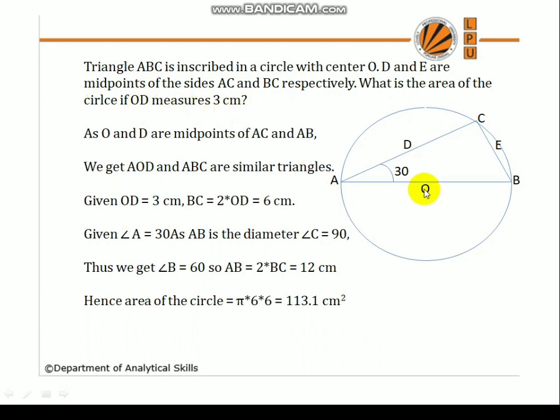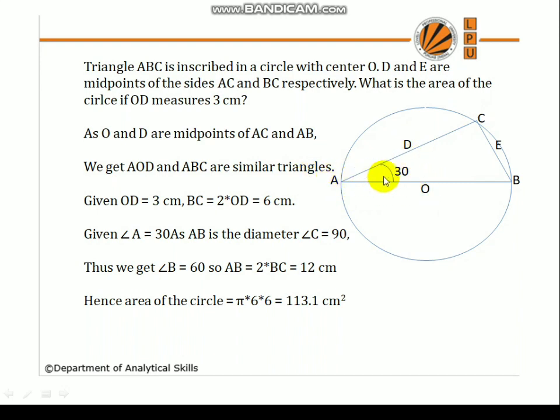Remember, O is the center of the circle and AB is the diameter of the circle. If AB is the diameter of the circle, O is the midpoint of AB, whereas D is the midpoint of AC. So O and D are midpoints of AB and AC respectively. It is given OD measures 3 cm. Now, if I connect the line OD, I will get triangle AOD and triangle ABC, and these two are similar triangles.